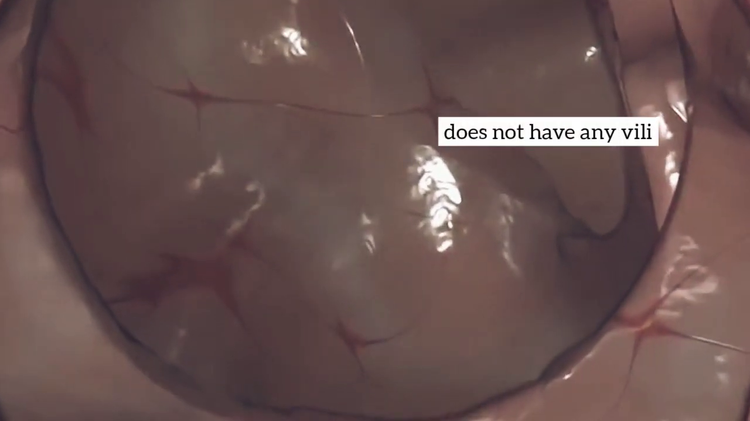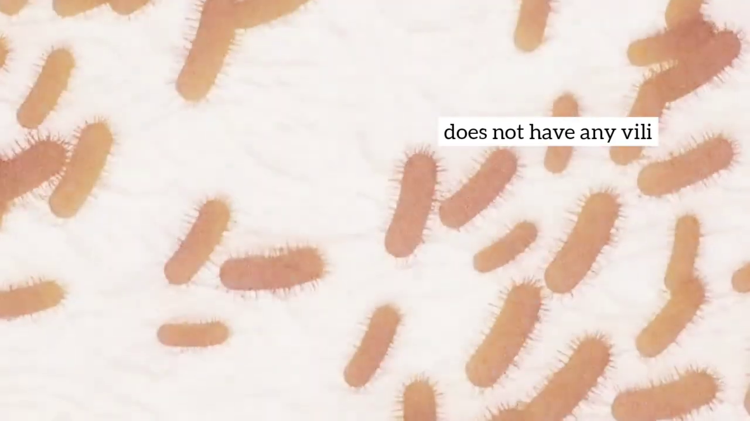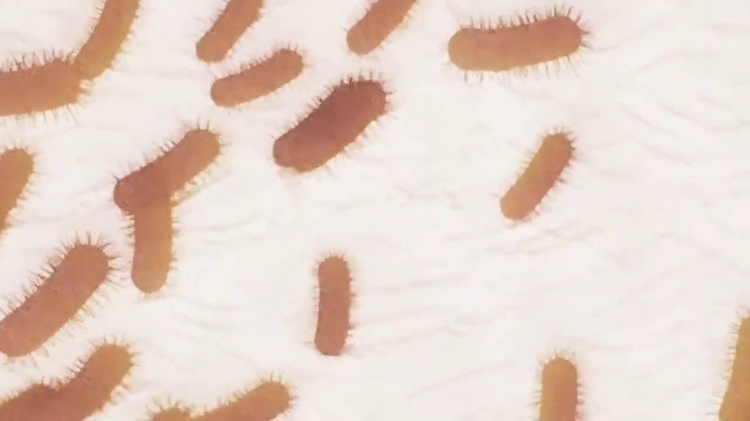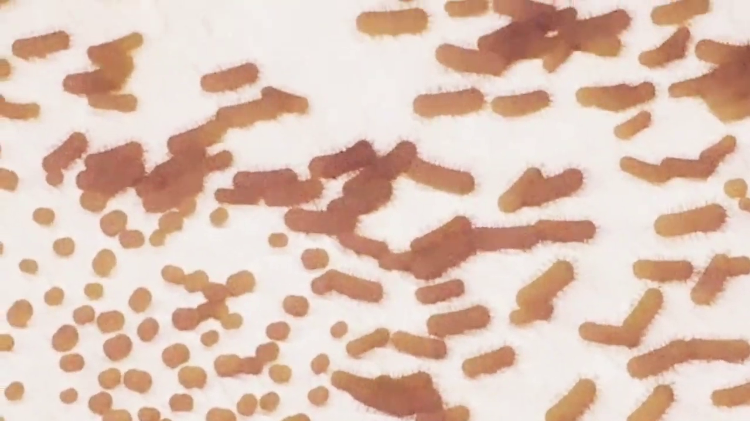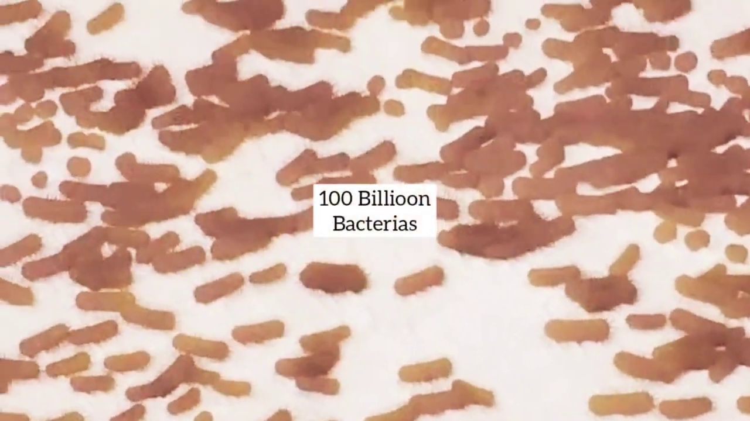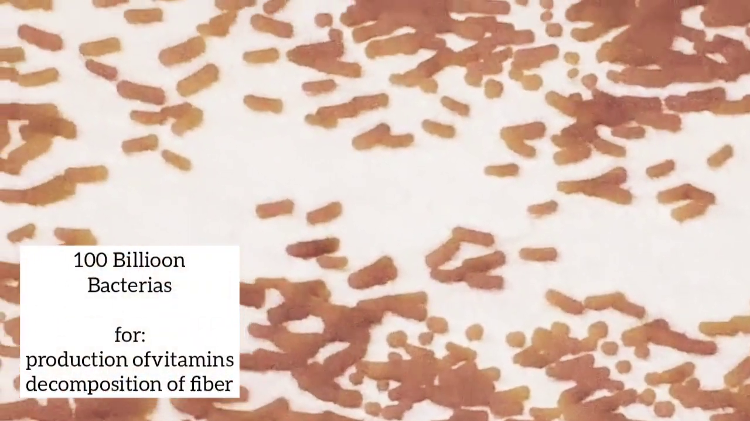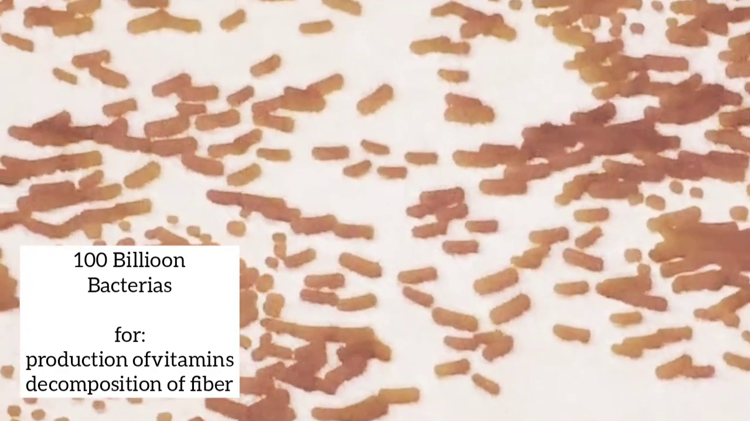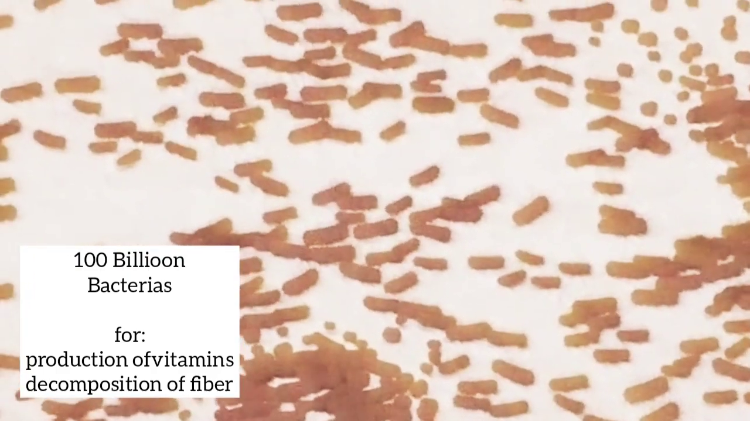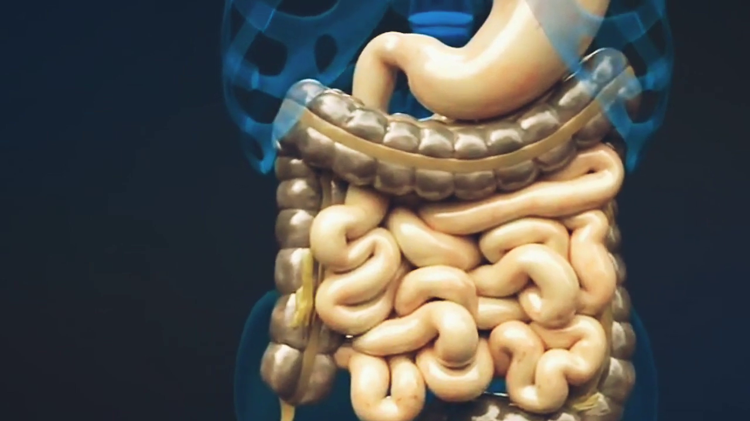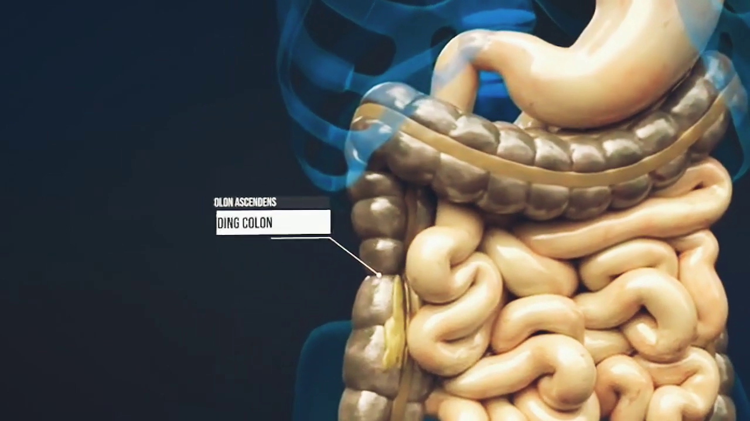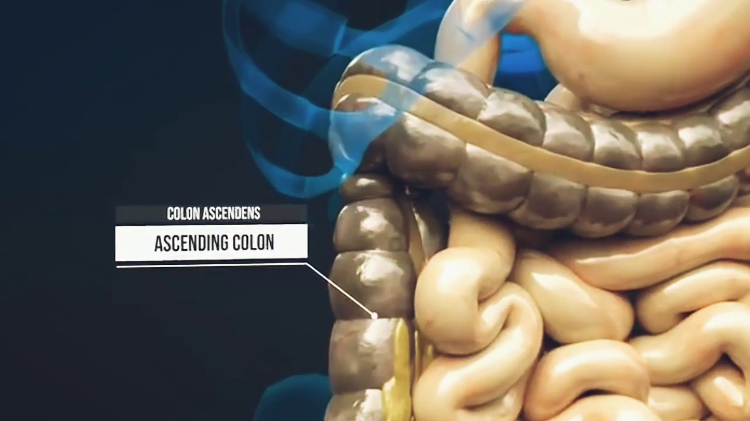The large intestine does not have any villi like the small intestine because most digestible substances have already been absorbed in the small intestine. However, the large intestine has an estimated 100 billion bacteria inside. They are important for many other tasks, such as the production of vitamins and the decomposition of fiber for the body's energy production. Many of these bacteria are an important part of the immune system by killing harmful germs.